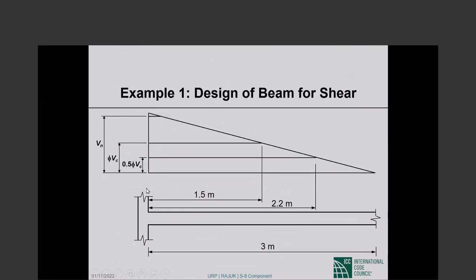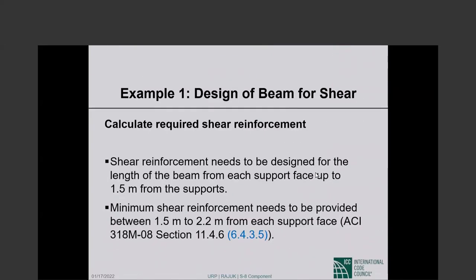So V sub u is 282 kilonewtons at d from the support face. The shear gets down to phi times V sub c at 1.5 meters from the support face. So beyond this point, theoretically, we do not need shear reinforcement, but practically we do, because you remember we cannot drop shear reinforcement unless shear drops below phi times V sub c by 2. That happens at 2.2 meters from the support face. Okay, so now we have our entire picture. So shear reinforcement needs to be designed for the length of the beam from each support face up to 1.5 meters from the supports. Minimum shear reinforcement needs to be provided between 1.5 meters and 2.2 meters from each support face. Beyond that, we don't even need the minimum.